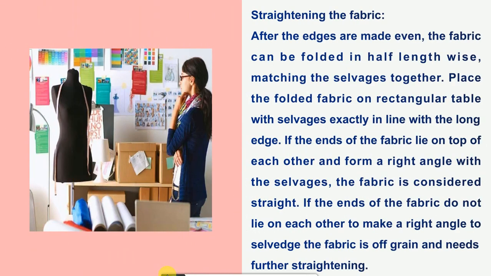Straightening the fabric. After the edges are made even, the fabric can be folded in half lengthwise, matching the selvages together. Place the folded fabric on a rectangular table with the selvages exactly in line with the long edge. If the ends of the fabric lie on top of each other and form a right angle with the selvages, the fabric is considered straight.